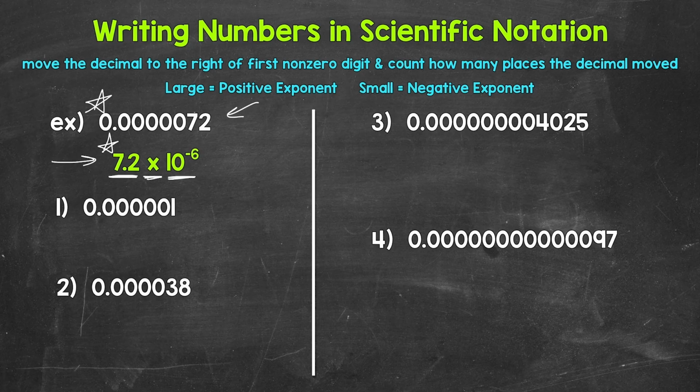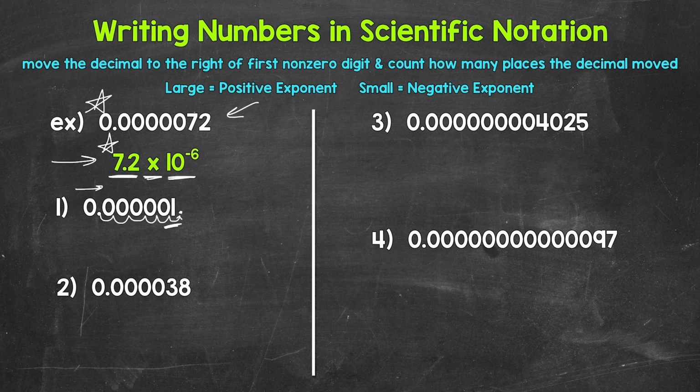So looking at our number here, we are reading it from left to right. What's the first non-zero digit that we come across? Well, it's going to be this one right here. So we need to move the decimal to the right of that one. So we need to move the decimal once, twice, three times, four times, five times, and six times. So we moved the decimal 6 places to the right.